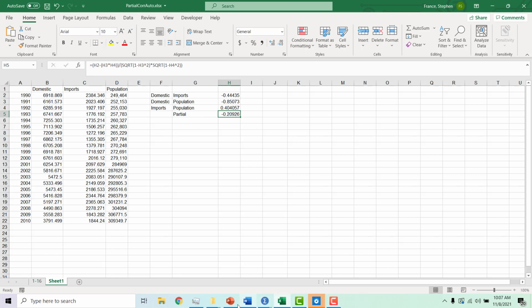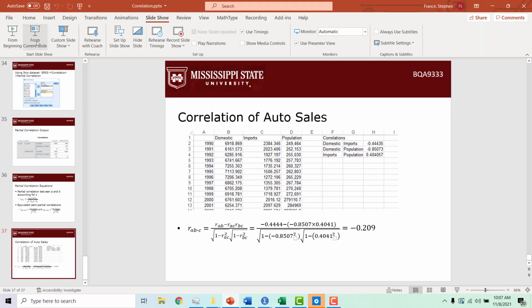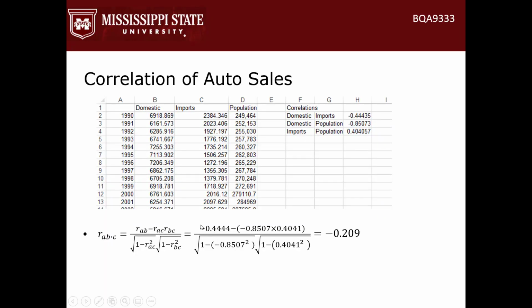And let's go back to our final slide. We just summarize this correlation. So we have the correlation between domestic and imports, subtract the correlation between domestic and population, which is negative. I think this is because, as the population of the US has increased, domestic production has fallen as imports become a little bit higher.